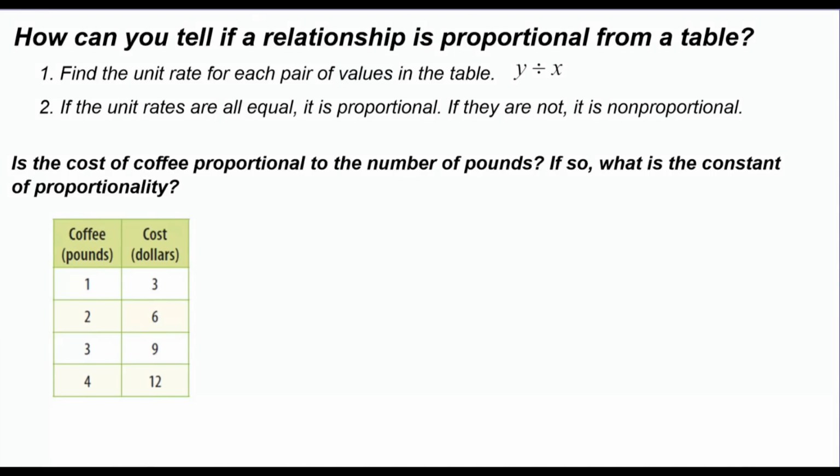So let's take a look at an example. Here we've got the cost of coffee, or different amounts of coffee in dollars. Is the cost of coffee proportional to the number of pounds? If so, what is the constant of proportionality? In other words, what's the constant unit rate if there is a constant unit rate? So here we're going to be comparing coffee, which is our x value, to dollars, which is our y value.